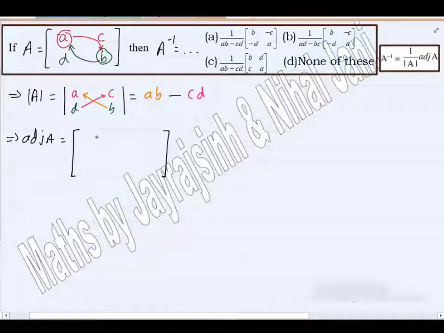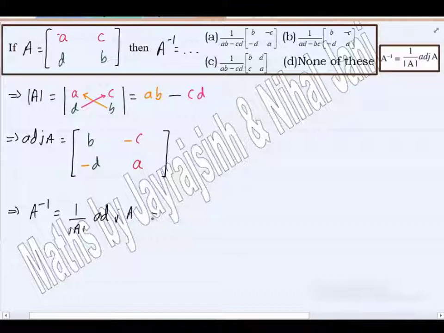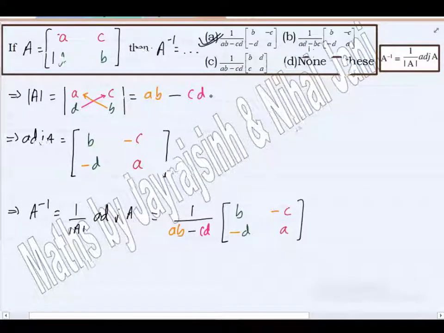So instead of A, we have to write down B. Instead of B, we have to write down A. And multiply negative sign to the rest of the term. So here we'll get minus C and here we will get minus D. Okay, so here we get adjoint also. So we can easily find out inverse of A, which is 1 upon determinant of A into adjoint of A. Determinant of A is AB minus CD and adjoint of A is B, minus C, minus D, A. So tada! Option A is your final answer.